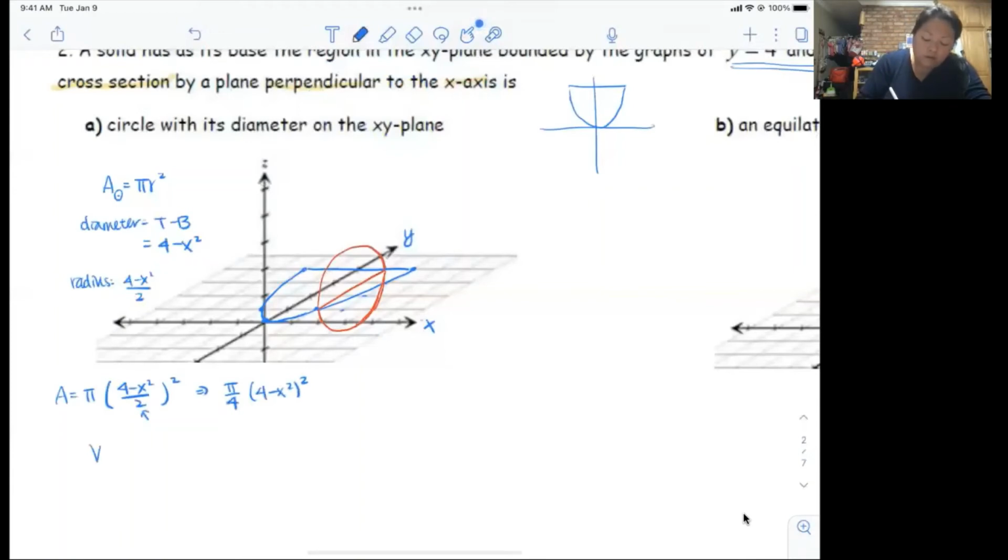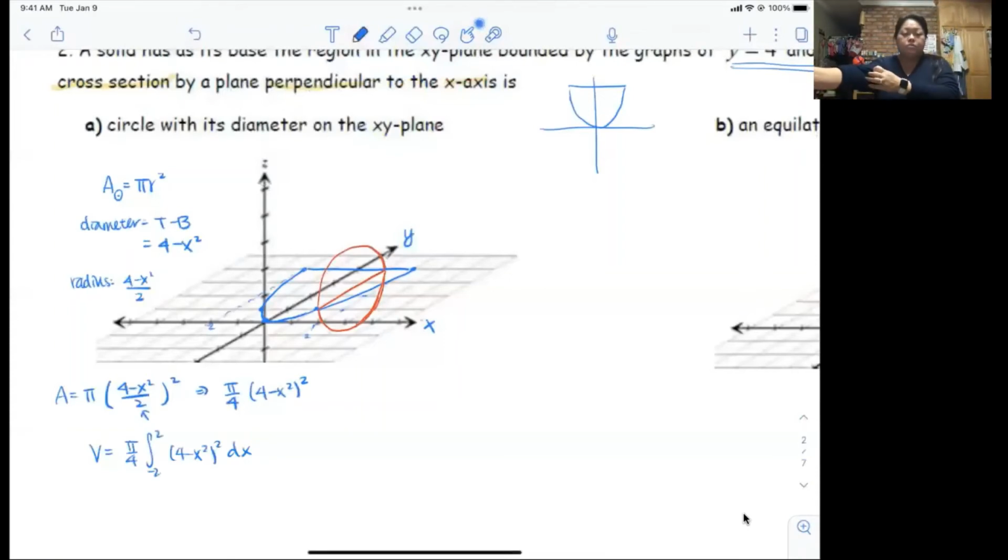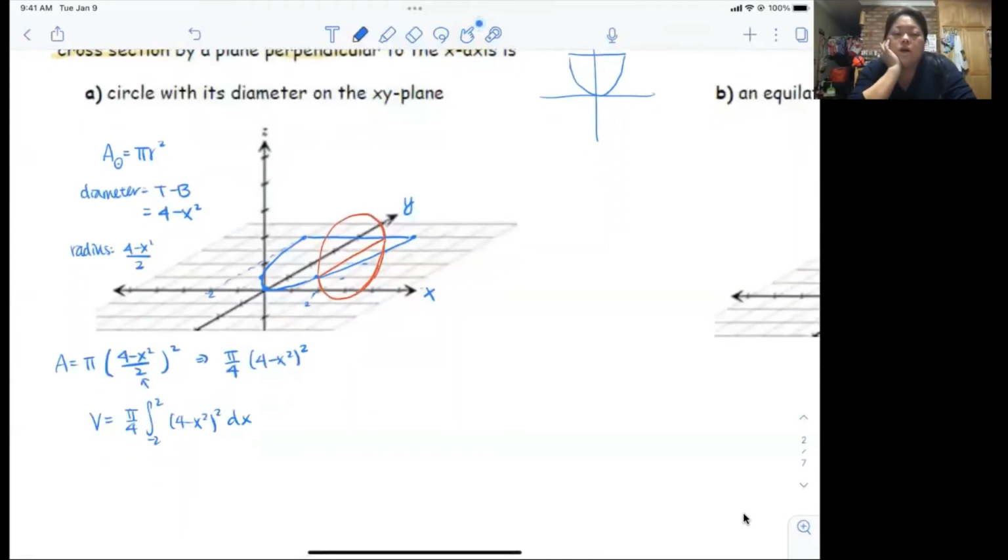So the volume of this is adding up infinitely many of my circles, pi over 4, (4 minus x squared) squared dx. From where to where? Well, look at my x-axis. I started at -2 and ended at +2. Could you double this and make it go from 0 to 2? Yes, you can. But again, if you want to err on the side of caution, then you don't want to do the doubling. You can really do from -2 to 2, and that still works.